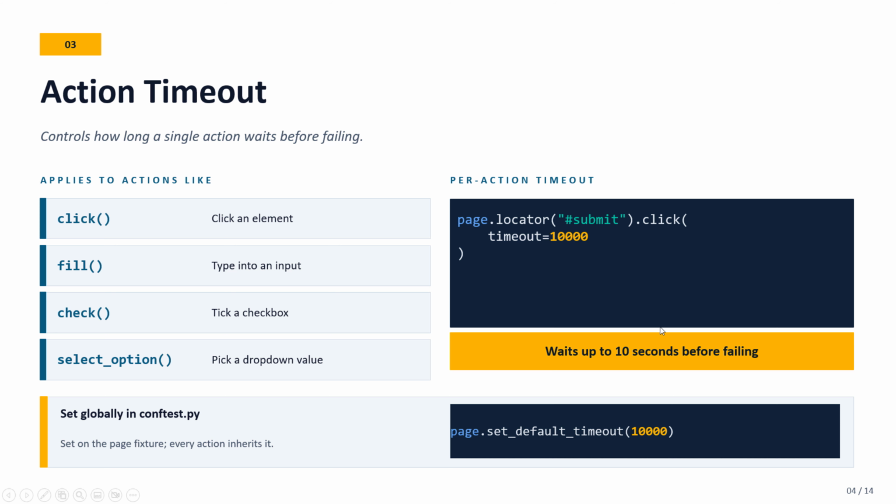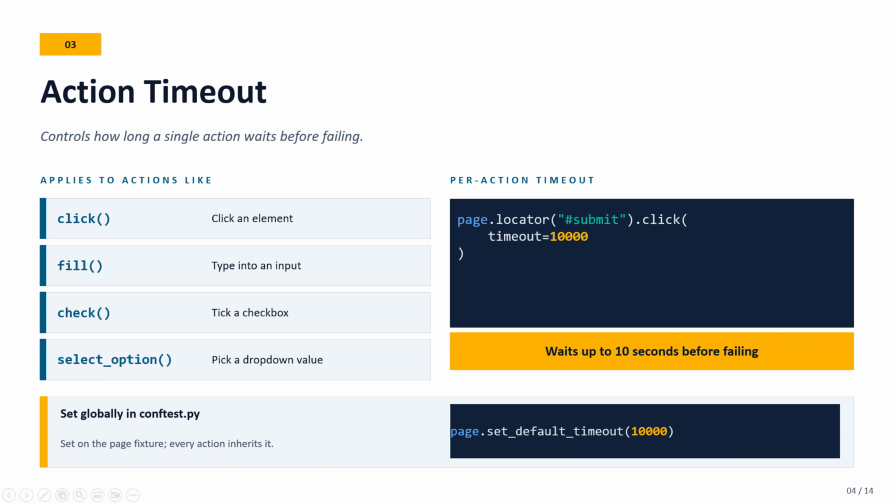So it will wait up to 10 seconds before failing. And again, you can set it globally, set it on the page fixture, and every action inherits it. So for example, you can create a page fixture, and page has different actions. Now every action will inherit this particular timeout. So in case you have a scenario, you can go this way.